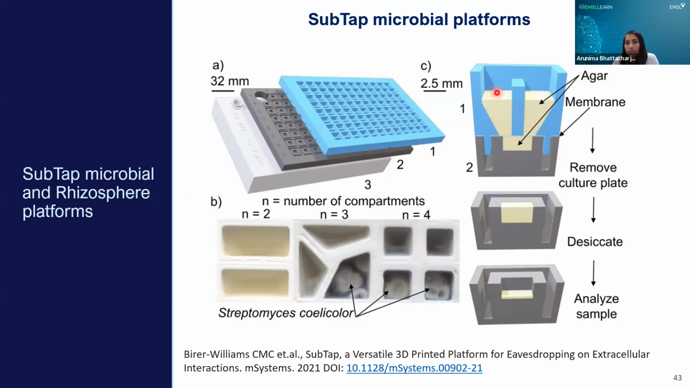So this is the cross section here, where you can add agar and then grow the microbe on top of the agar. There is a membrane separating the blue plate and the gray plate, and then the metabolites diffuse through the agar and get captured at the agar pad here of the capture plate. And then this capture plate is taken for mass spec analysis by a robot.